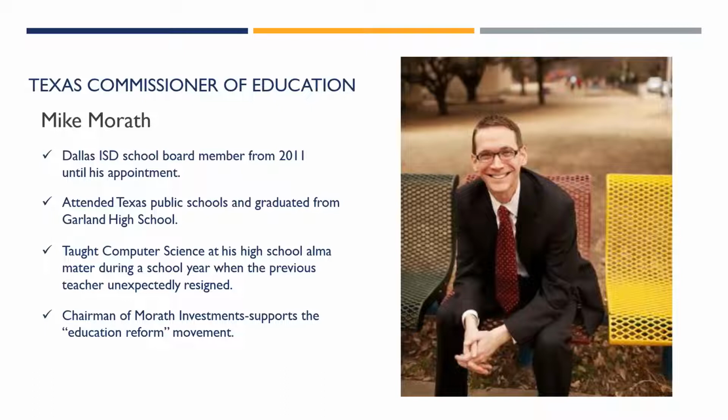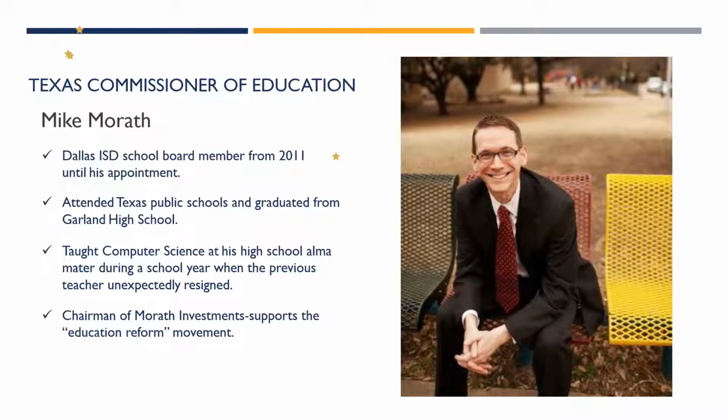A little bit about the Commissioner of Education and his background: he was on the Dallas ISD School Board from 2011 until his appointment as the Commissioner of Education in late 2015. He was behind some things that happened in Dallas ISD, basically trying to turn Dallas ISD into a charter school. Fortunately, that failed. But then he was appointed as the commissioner. He attended Texas public schools and graduated from Garland High School. He did teach computer science at that high school just for a short period of time when a teacher unexpectedly resigned, but he does not have a solid teaching background.